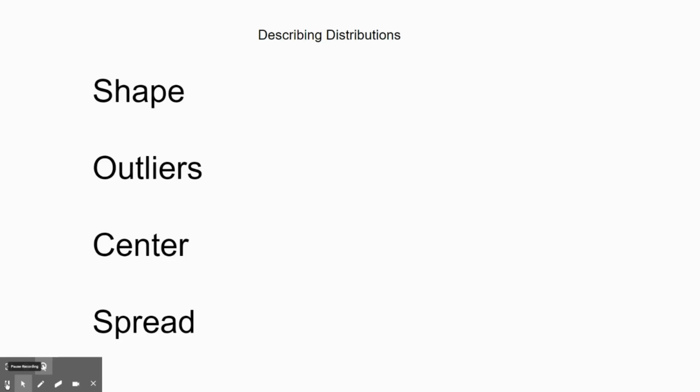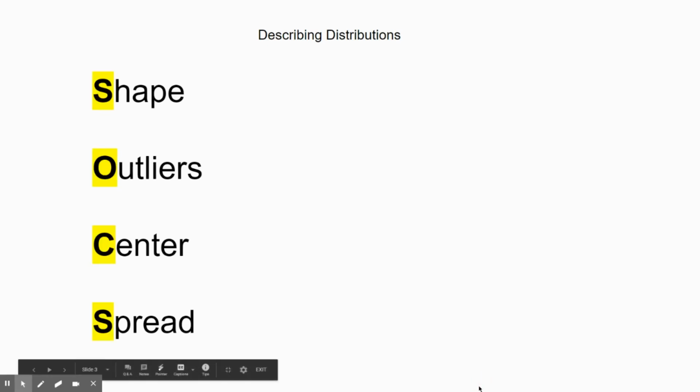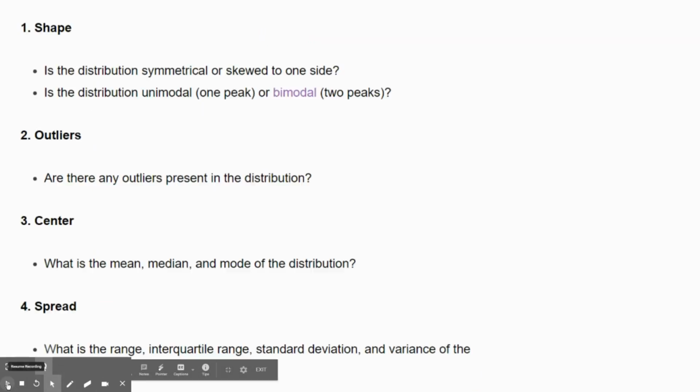In this section, we're going to be describing distributions. We're going to be looking at the shape, the outliers, the center, and the spread, also known as the SOCS. For the shape, we're going to be asking ourselves, is the distribution symmetrical or is it skewed to one side? Is it unimodal or perhaps bimodal? Also, we'll be calculating outliers later, but we can observe some potential outliers.